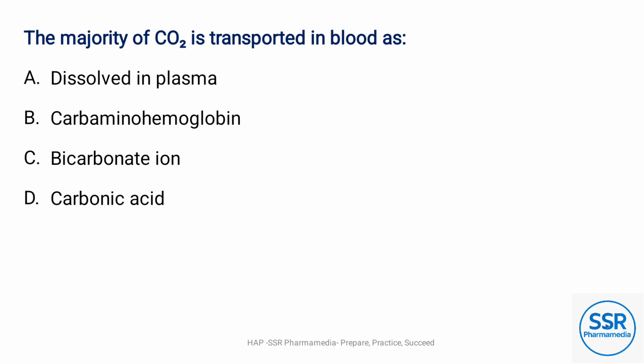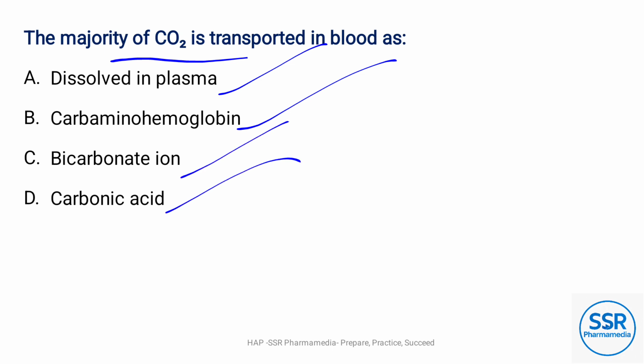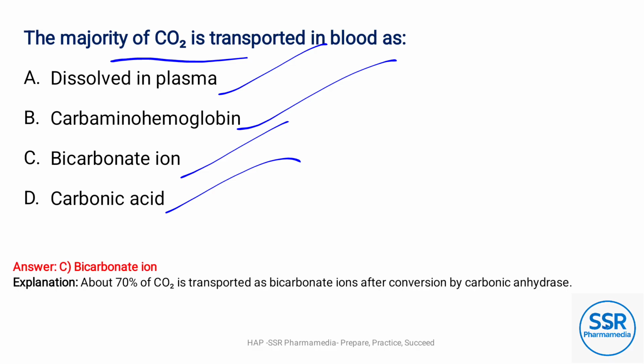Next, the majority of carbon dioxide is transported in blood as: option A, dissolved in plasma; option B, carbaminohemoglobin; option C, bicarbonate ion; option D, carbonic acid. So the answer is option C, bicarbonate ion. About 70% of carbon dioxide is transported as bicarbonate ion after conversion by carbonic anhydrase.